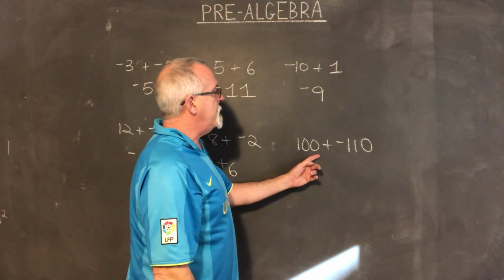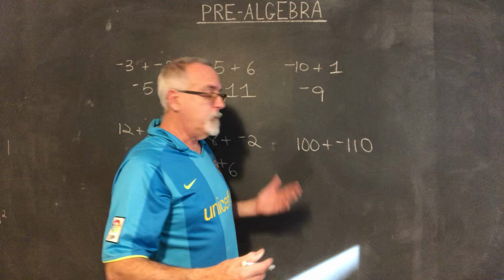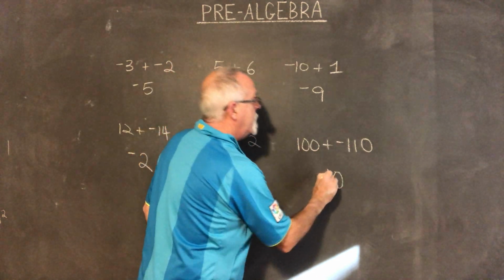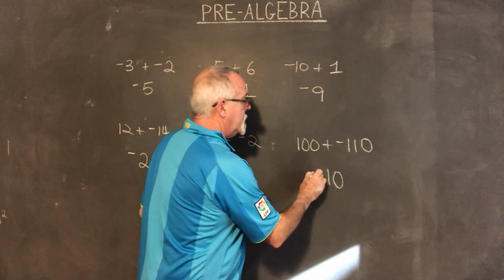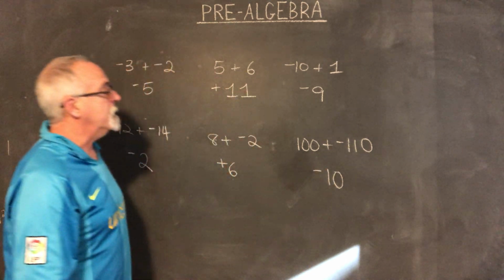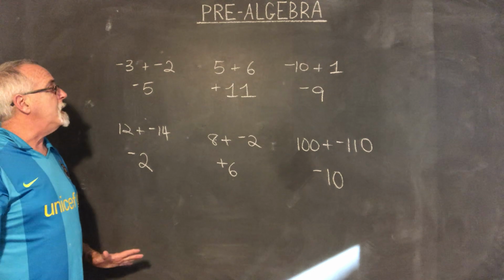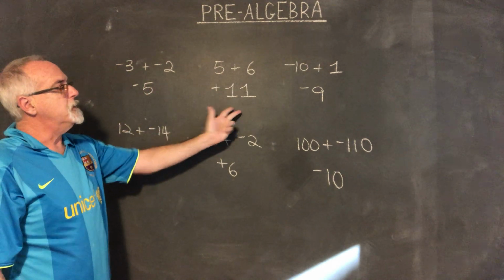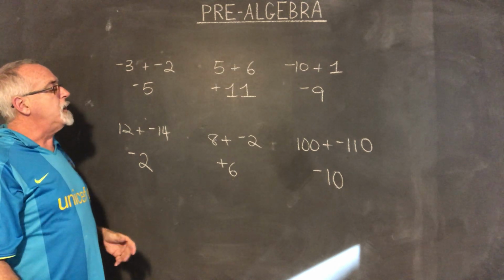Okay, and then 100 plus -110. One positive, one negative, so I subtract instead. 110 minus 100 is 10. And then the larger number was the -110, so it's going to be -10. My answer is -10. The rule works, and it works really well. And then these rules, both negative, negative answer, both positive, positive answer, that works really well as well.